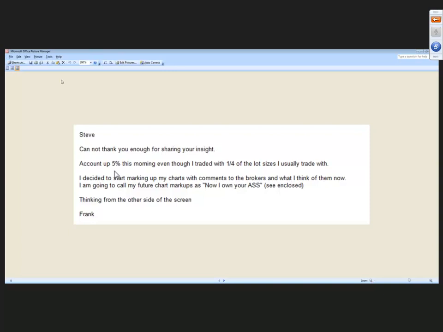I decided to start marking up charts with comments to the brokers. And when I think of them now, I'm going to call them my future chart markups. You read it yourself. It's right there. I think it's pretty great. I think Kim, Kim from last night out in California, has drained the banks or kicked the broker's butt, same type of thing. So if that makes you feel better and you start getting your money back, put it on there, man. It's great stuff.